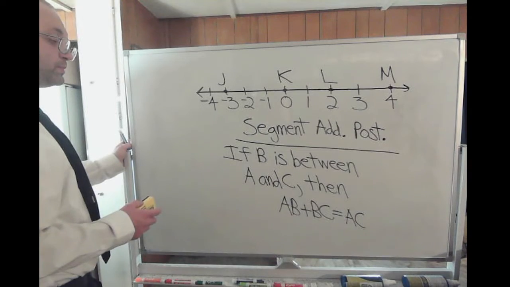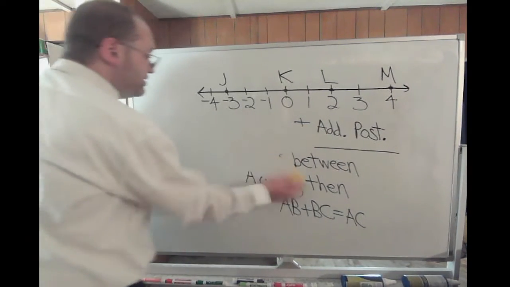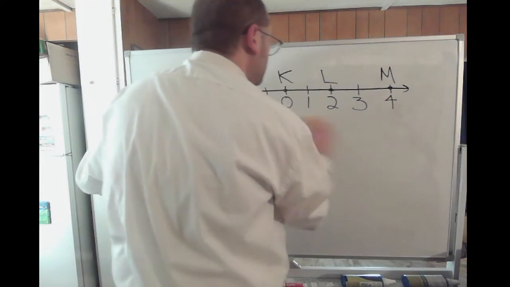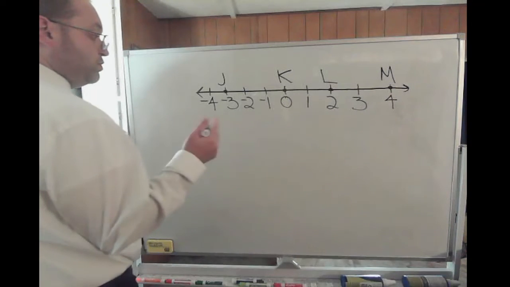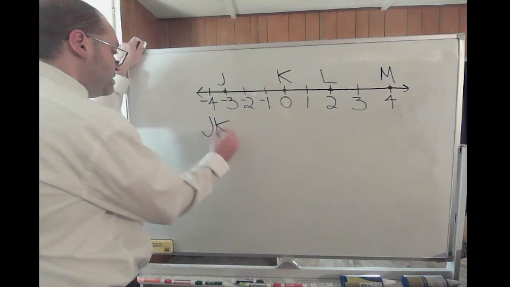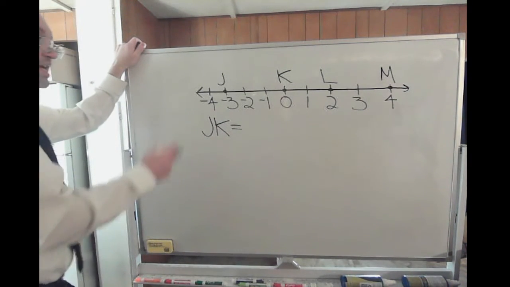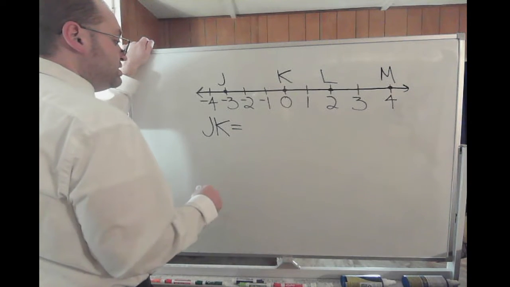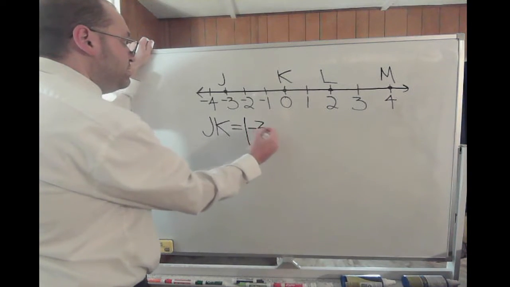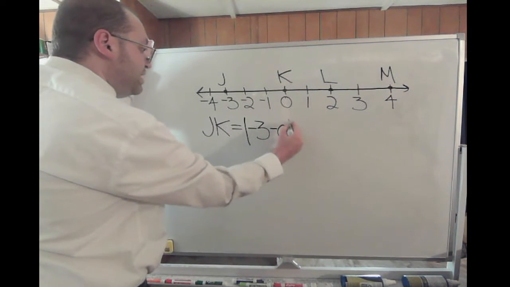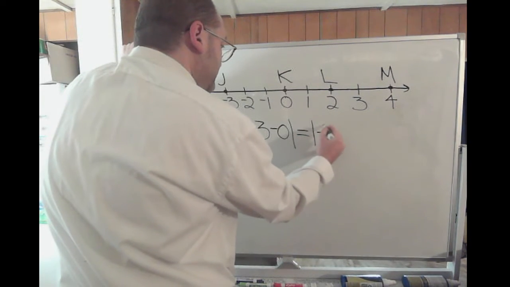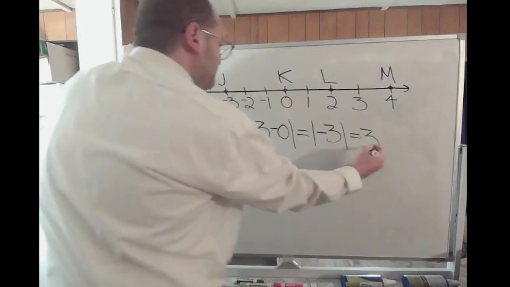So let's demonstrate that with this number line here with some real life examples. We're going to keep this number line. So once again, let's do JK. I'm going to find the length of JK. To do that, I'm going to take the absolute value of the coordinate of J minus the coordinate of K. So -3 minus 0. That's equal to the absolute value of -3, which simply equals 3.